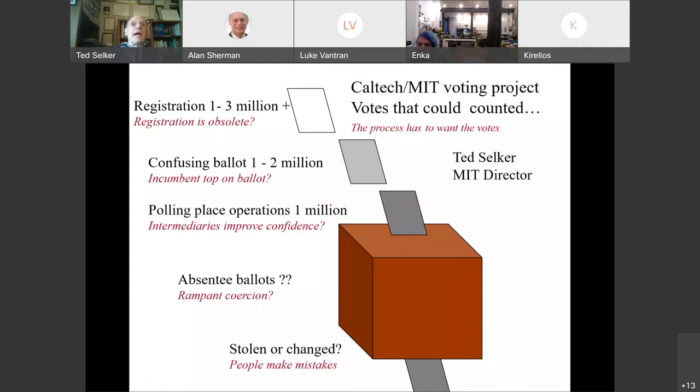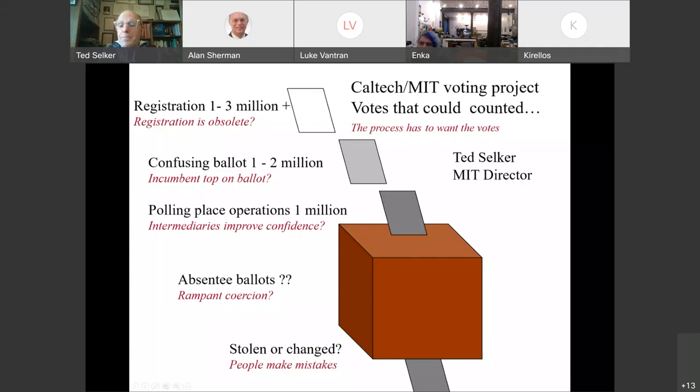And then confusing ballots, we think that 1 to 2 million people lost their votes in that first election. Polling place operations, I've seen polling places where there's one narrow door to get through, and there's four polling places inside, and everyone's waiting for 40 minutes to go up these stairs, when around the back of the building, there's actually the accessible entrance. Anyway, there's lots of things that go wrong in polling places that are just because people are stressed, actually. So is there rampant coercion in absentee ballots?